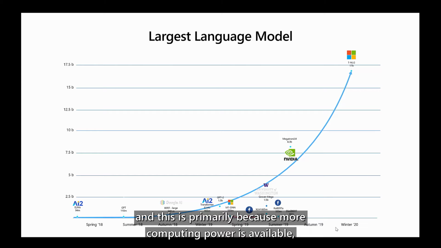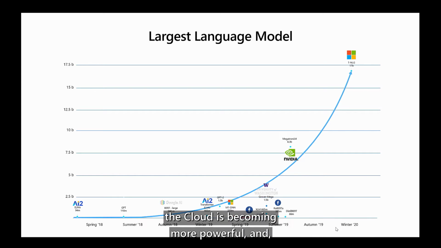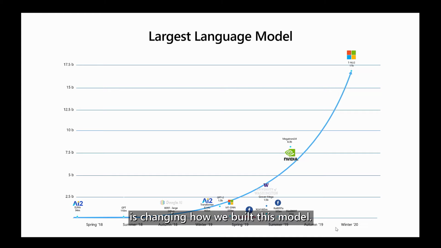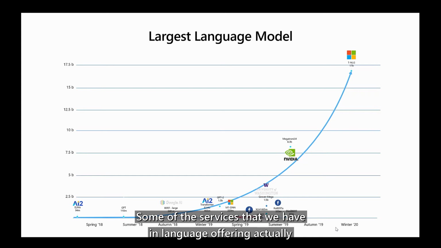And this is primarily because more computing power is available, the cloud is becoming more powerful, and of course the transformer based approach is changing how we build these models. So some of the services that we have in the language offering actually use these models, and others are on track to use them.